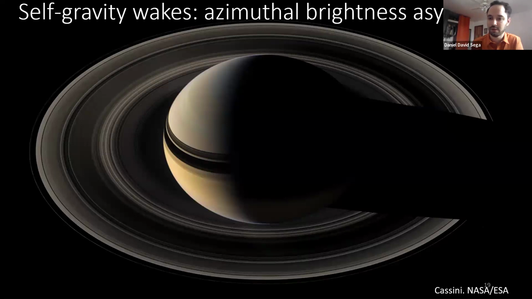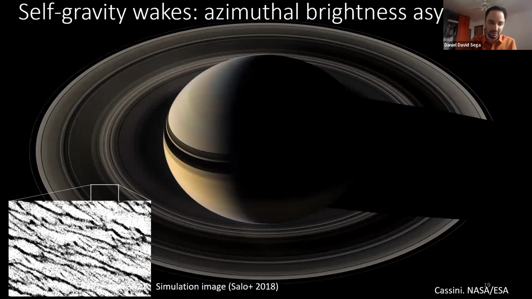So gravity waves were posited as a mechanism in the 70s, actually, to explain what ring scientists call azimuthal brightness asymmetry. And that's something you can see in this picture, where the brightness of the rings has some azimuthal variation. For example, here on the top left, it looks a little bit brighter than on the top right or on the bottom. And that has to do with the fact that the ring is made of these filament structures that happen due to self-gravity, and that they are oriented coherently at 23 degrees.